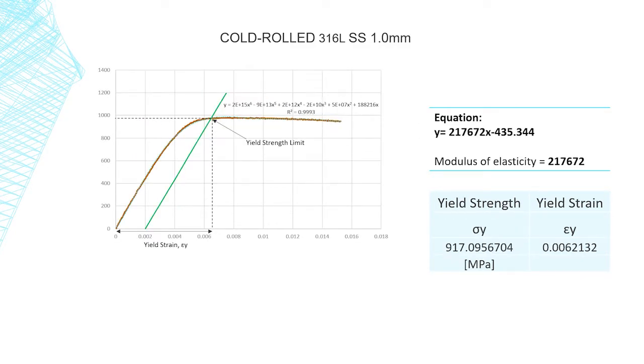Next, this is the graph for cold roll 316L stainless steel 1.0 mm. And this is the result for yield strength, yield strain, and modulus of elasticity for this graph. As you can see, the value of yield strength for cold roll is higher than the original 316L stainless steel. So now we can conclude that the cold roll is harder, stronger, and more resistant against tension breaking compared to the original 316L stainless steel.